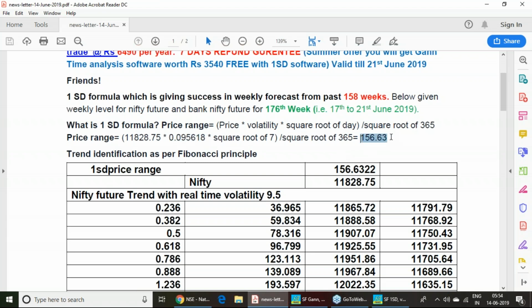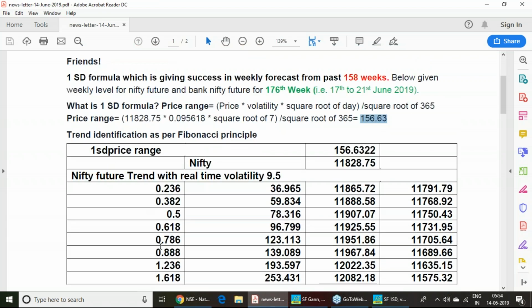So 157 points of price range, and we are using the Fibonacci ratios. Today the last traded is 11,829. So using the Fibonacci with this 157 points of price range, these are the Fibonacci retracement zones. By using one standard deviation, we have derived the price range. Once we have applied the Fibonacci, these are the resistance points and these are the support points. So this is what we are conveying.